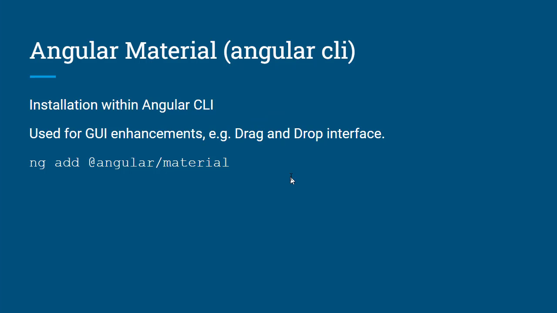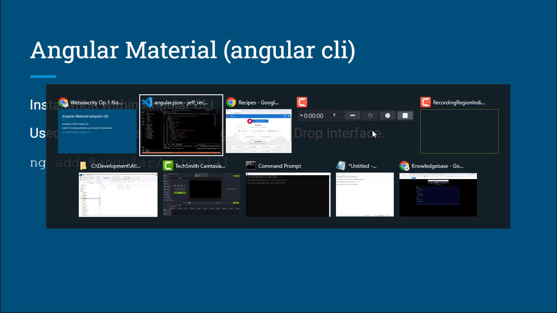So the next thing we're going to do is install this thing called Angular Material. Now this is not npm I'm going to install. This is an Angular command. So this is going to add some things automatically that npm may not do.